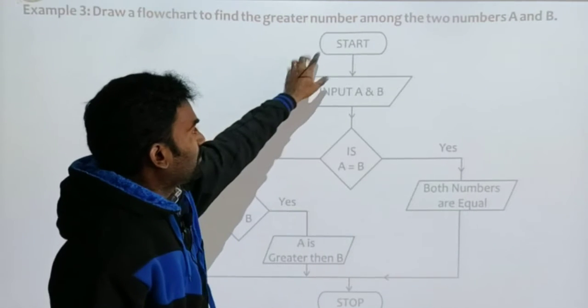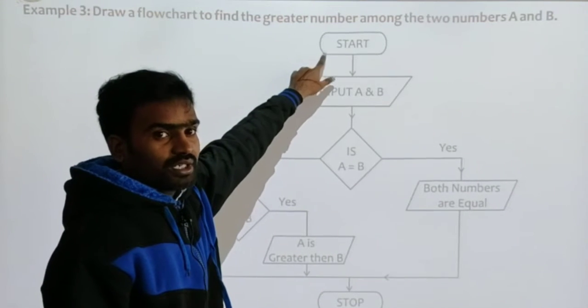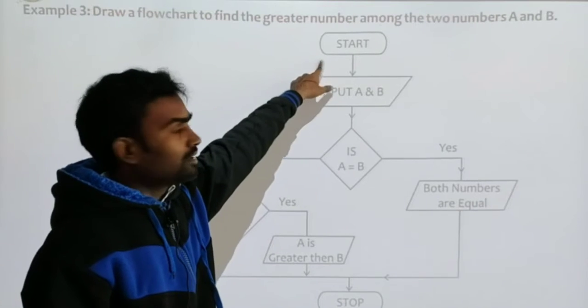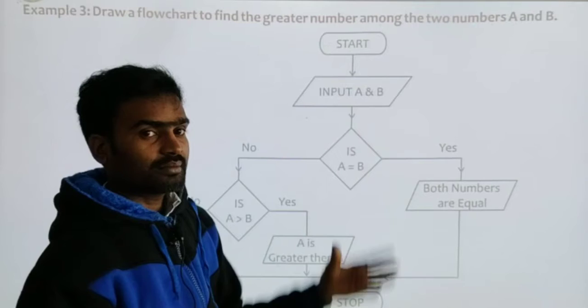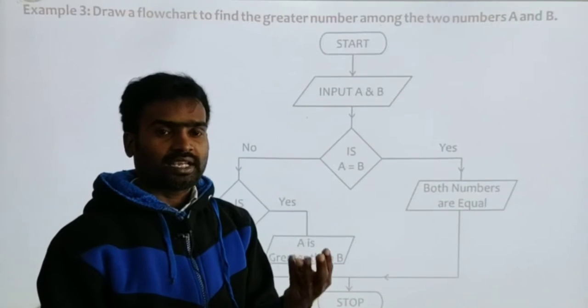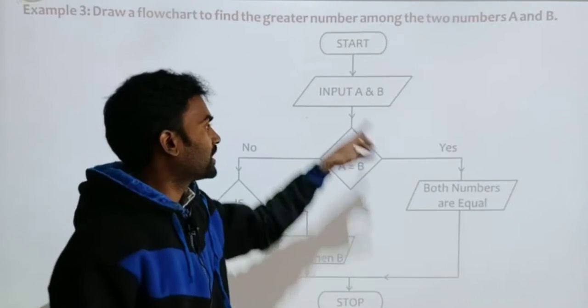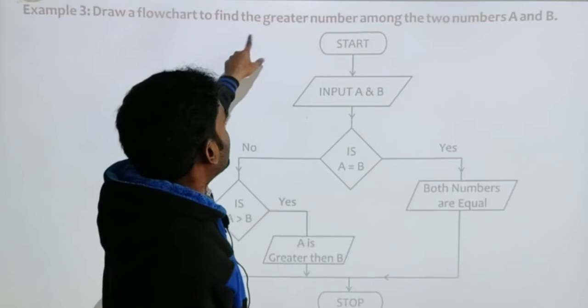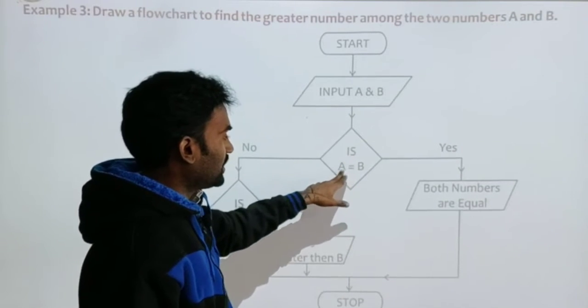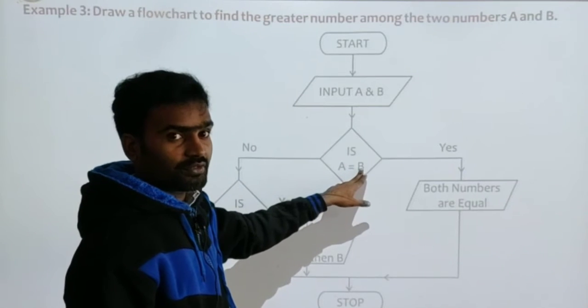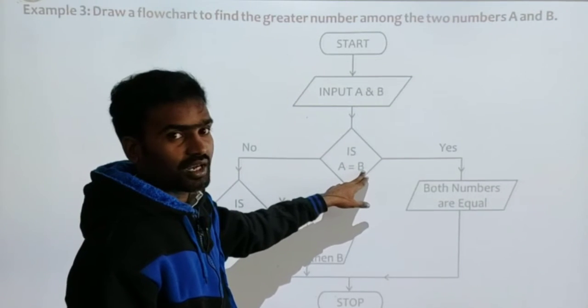Okay, see here. Start. We are going to start the process. And we are reading the numbers A and B. We are getting the numbers from input, A value and B value. So what is the task? We have to find the greater number. Is A equal to B? You have to check whether A is equal to B or not.